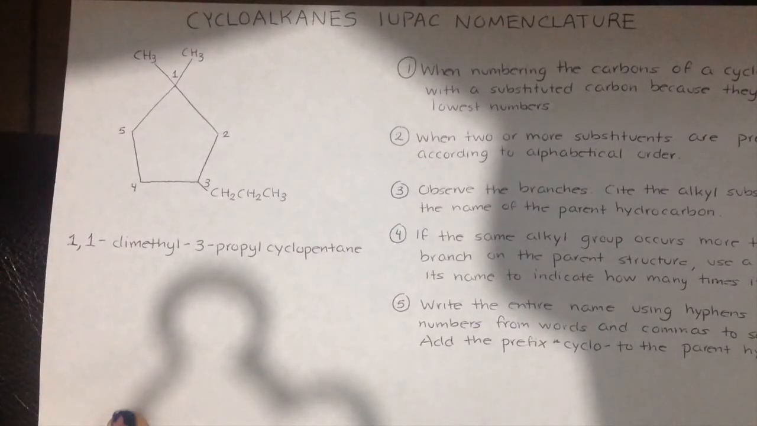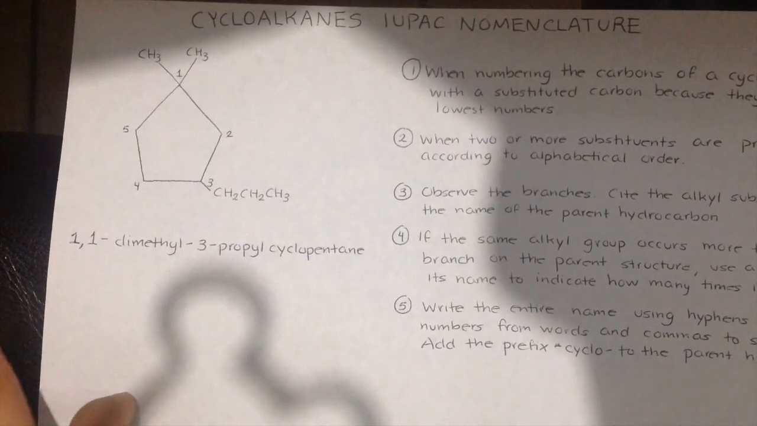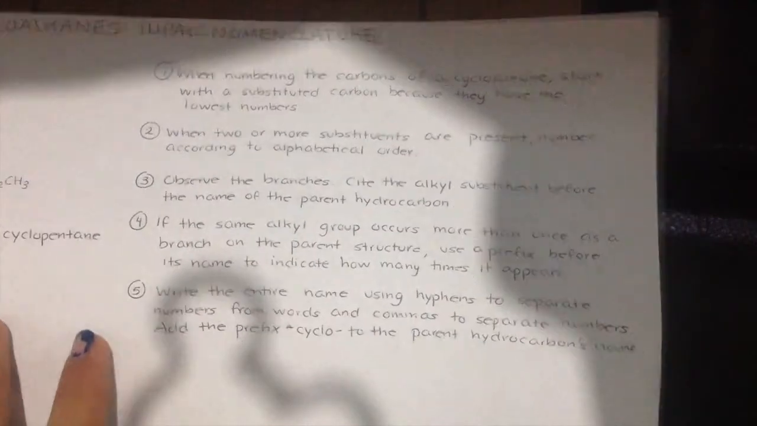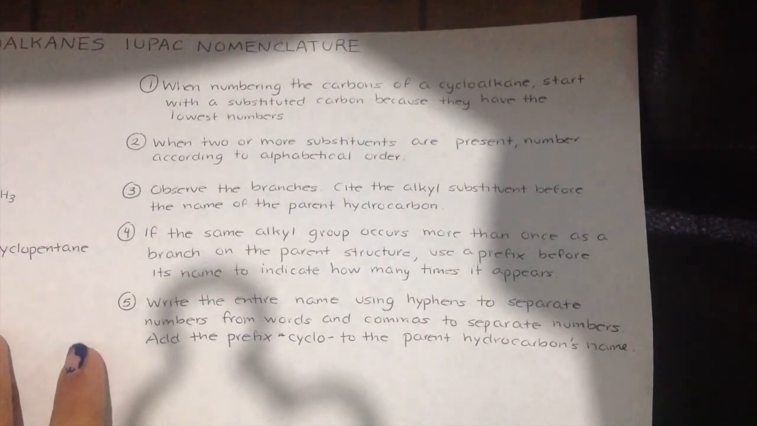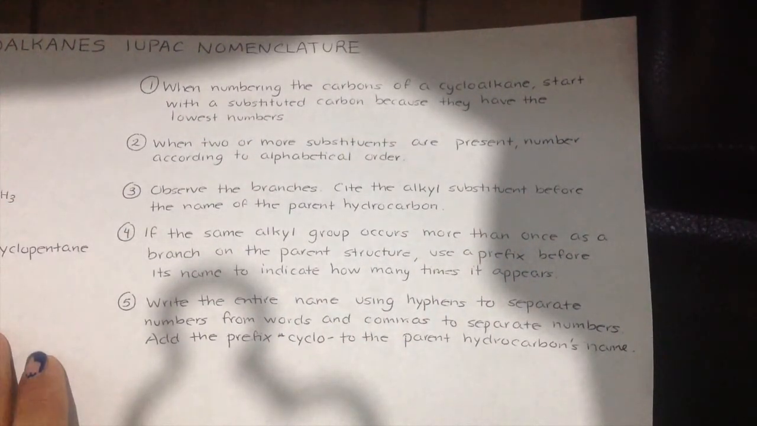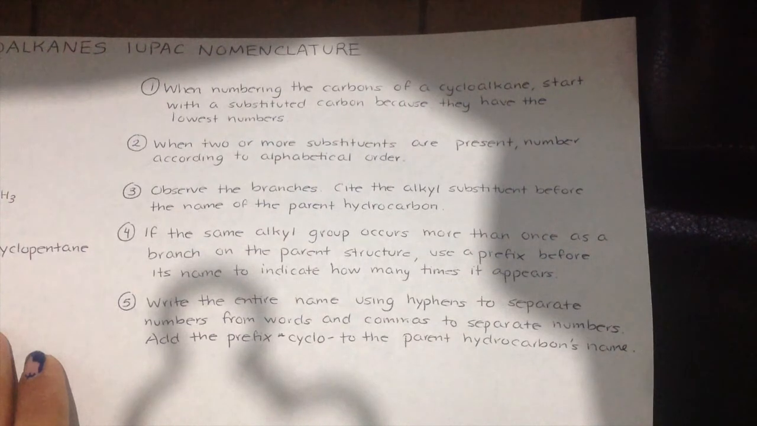So let's review the steps in order to name cycloalkanes according to IUPAC nomenclature. First of all, let's start with the steps. Number 1. When numbering the carbons of a cycloalkane, start with a substituted carbon because they have the lowest numbers. Number 2. When two or more substituents are present, number according to alphabetical order.